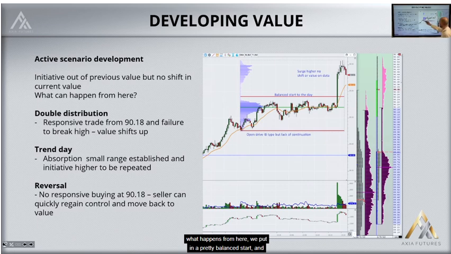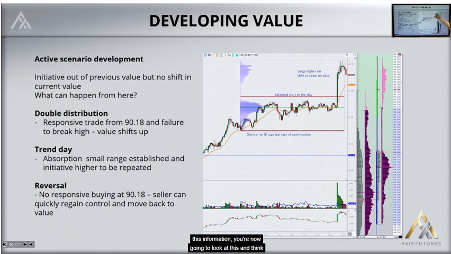We put in a pretty balanced start, and then you get a break towards the upside. Now, the break to the upside comes on the oil data. That's what gives us a drive up, takes us up, smashes out of the initial balance, up over the previous day's high, and we then start to drift higher on the 1 minute. So about 5 minutes of steady ticking higher.